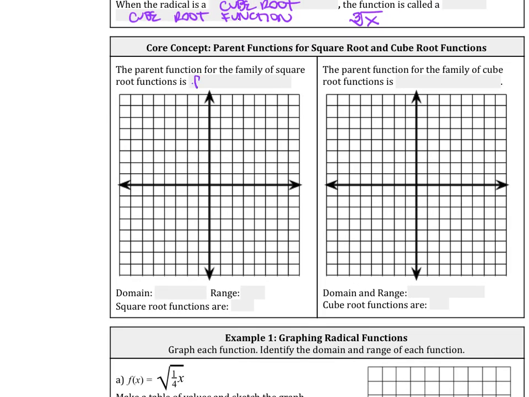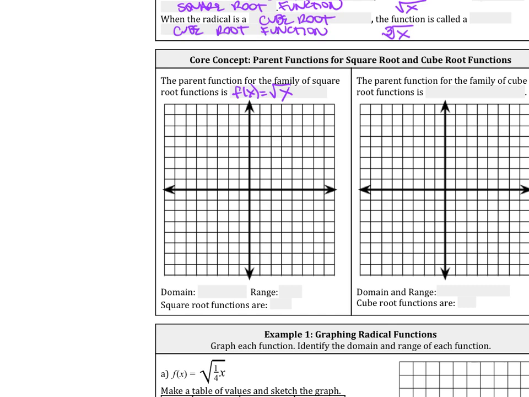So the parent function is f of x equals square root of x. So let's think about some numbers to plug in here. What x value, and then what do we get for square root of x? So what's the lowest x value we can pick here? Well, 0, because square root of 0 is 0.